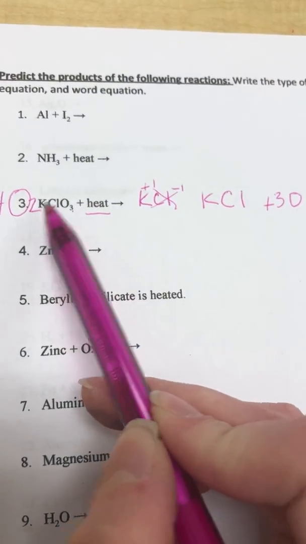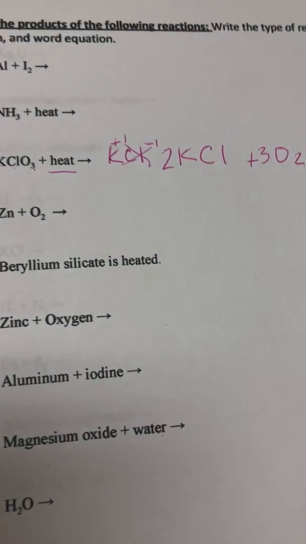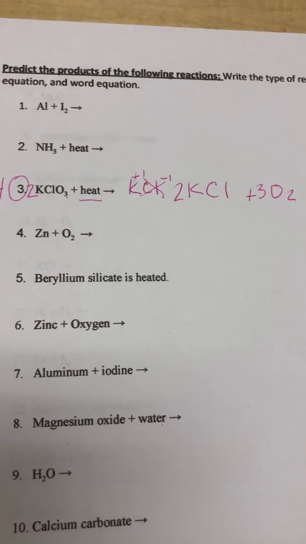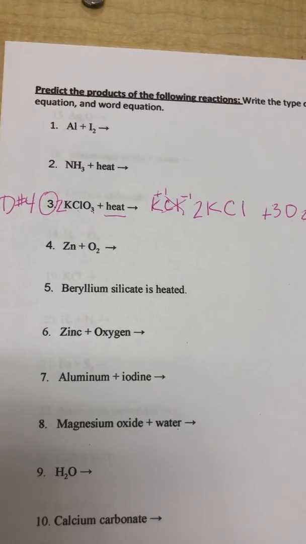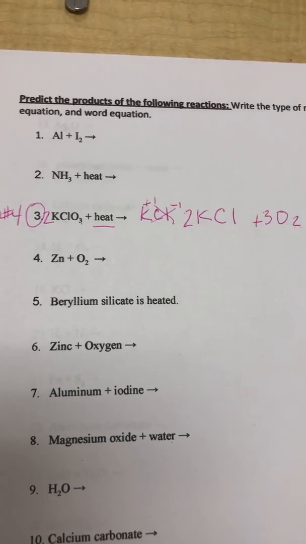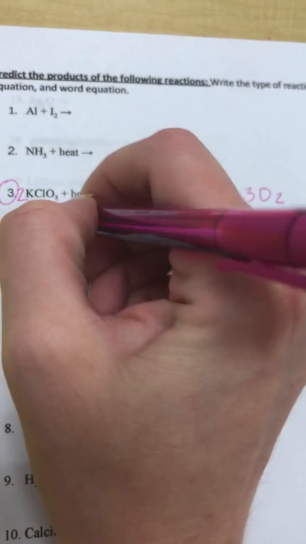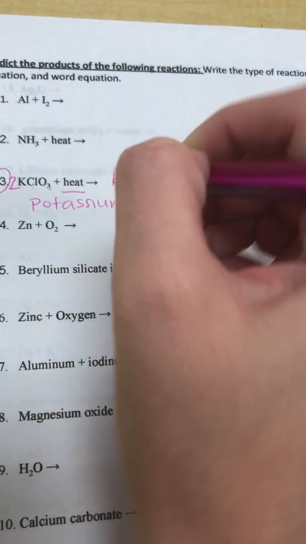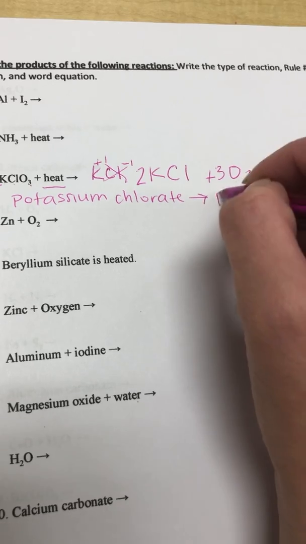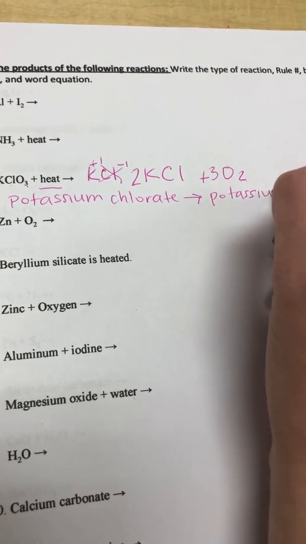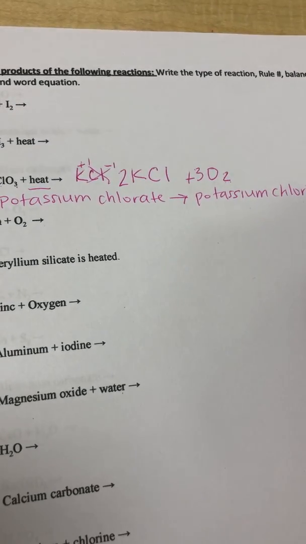Now I have 2 potassium and 2 chlorine because of this coefficient. So I need a 2 right here in front of this compound. So that is my final balanced equation, but I still have to write my word equation. So I'm just going to name everything I have written. So this is potassium chlorate, potassium chloride plus oxygen.